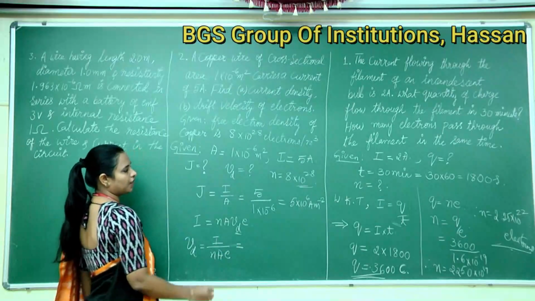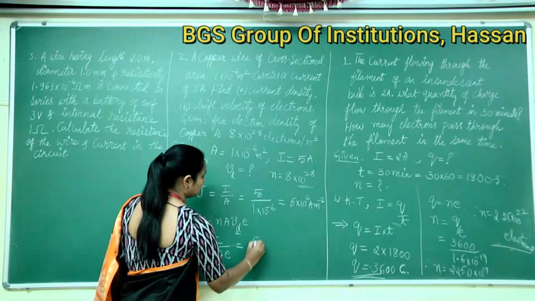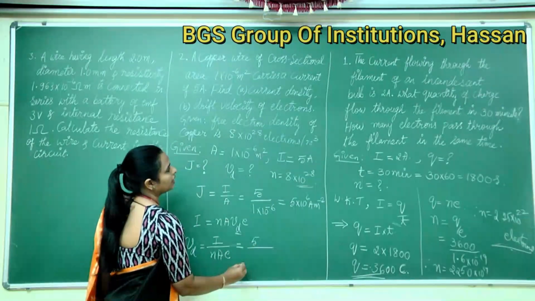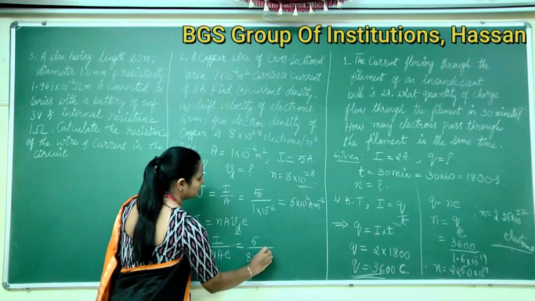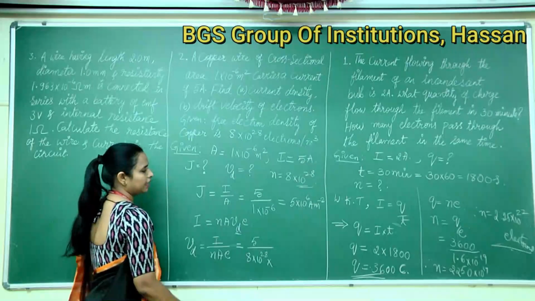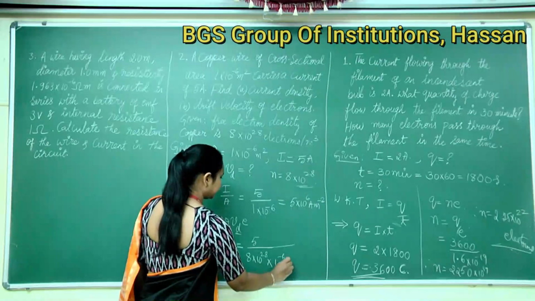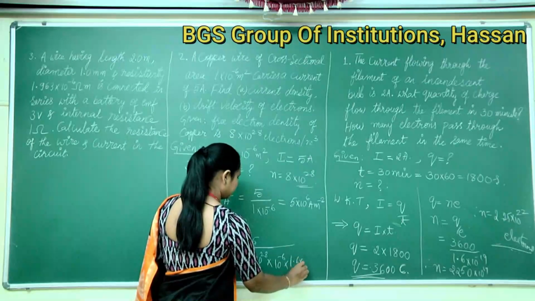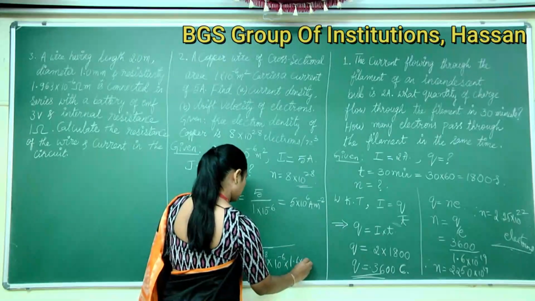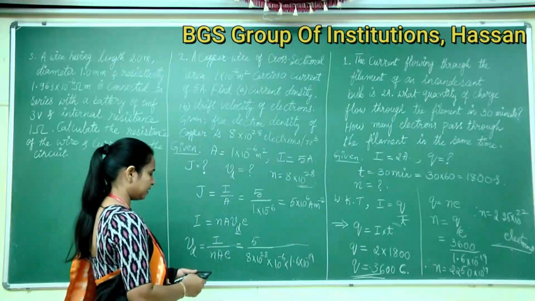What is the value of I? I is 5 amps divided by n is 8 into 10 power 28. Area is 1 into 10 power minus 6, into e is 1.6 into 10 power minus 19. Now calculate the value.